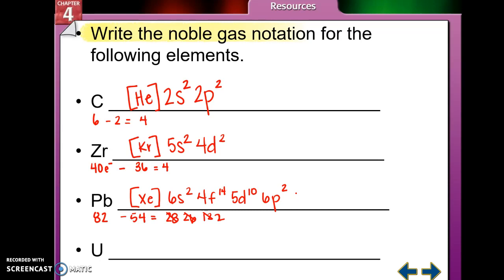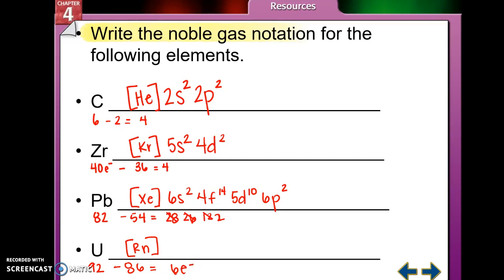And then uranium. Remember, uranium had 92. And uranium, remember in the periodic table, you take the lanthanides and you take the actinides and you shove them up into that gap. So uranium is technically on the 7th period. So I am not going to use unoctium, I'm going to use radon. And radon has 86 electrons. So now I've got 6 electrons that need a home.